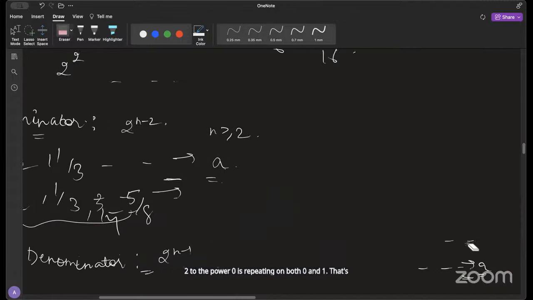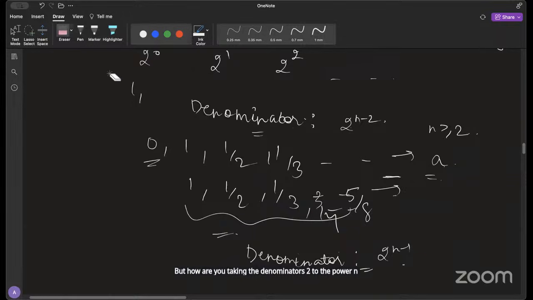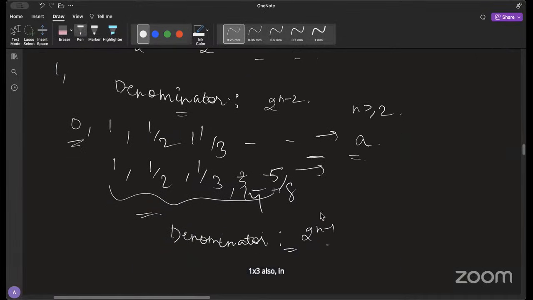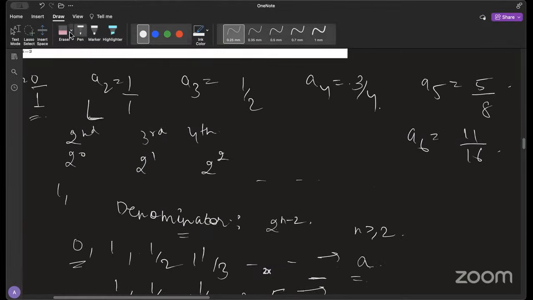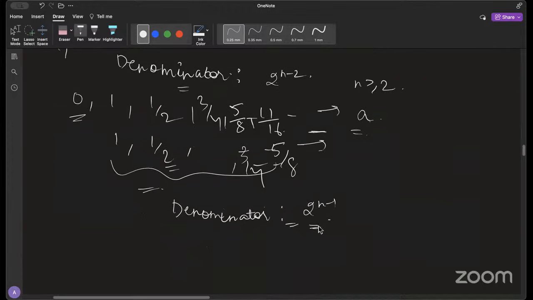Ma'am, but how are you taking the denominators 2 to the power n minus 1? Because there is 1 by 3 also in the sequence. No, 1 by 3 is not there. It's my mistake. 1 by 3 is not in the sequence. It's 1 by 2, 3 by 4. This is the sequence. Yes, ma'am. So this is the denominator.